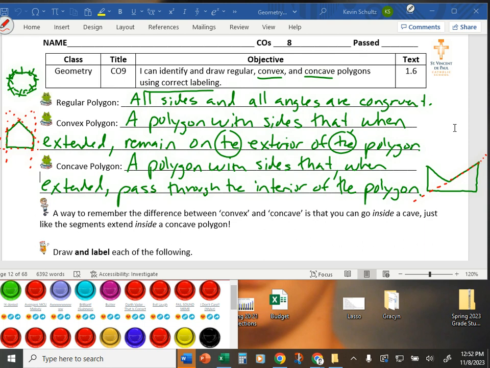So now, oh yeah. Can I say something about a regular polygon? Can you say something about what? A regular polygon? Sure. A regular polygon is always going to be convex.